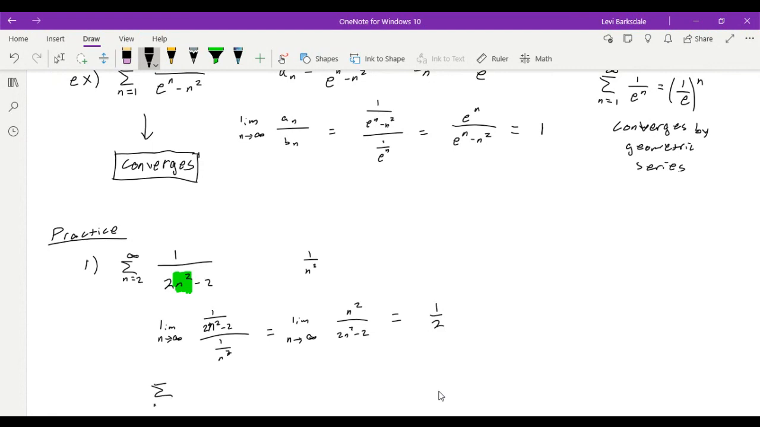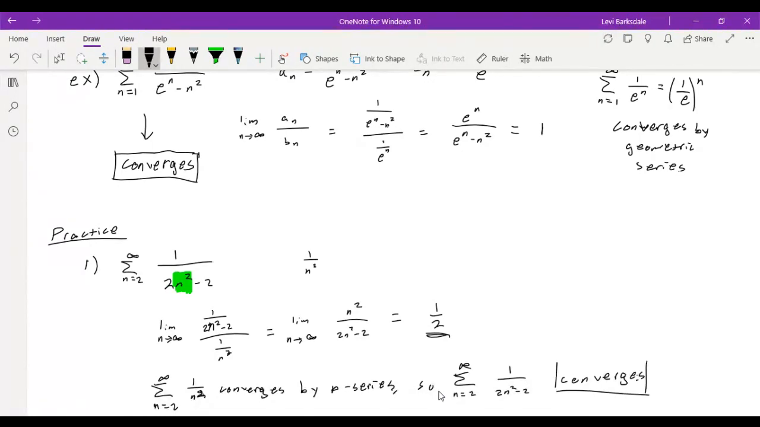Well, we know that the sum from 2 to infinity of 1 over n squared must converge by the p-series test. So because we applied the limit comparison test and found a real limit, we know that the sum from n equals 2 to infinity of 1 over 2n squared minus 2 must also converge. Cool.